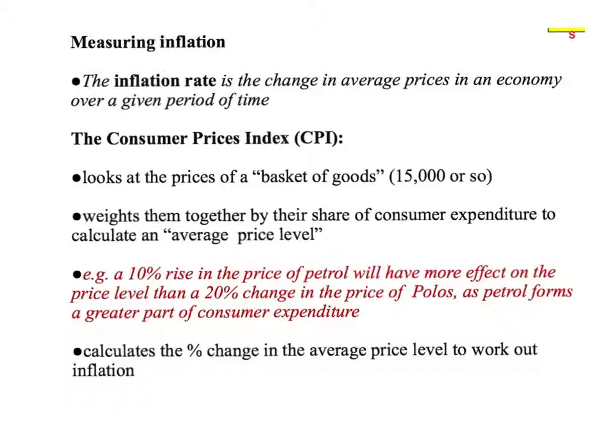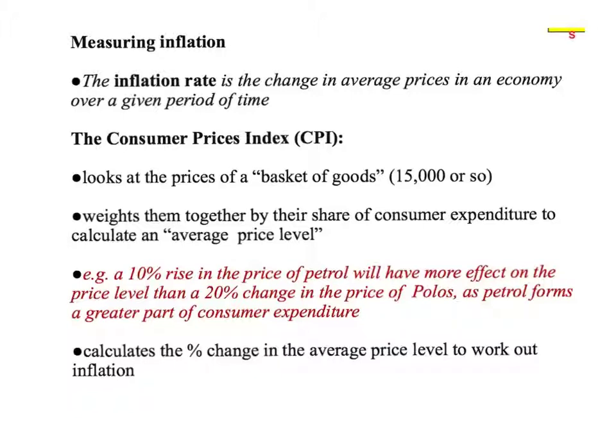This sentence here says it weights them together by their share of consumer expenditure to calculate an average price level. So each of the 15,000 things in the basket is going to feed in to the average price level. But obviously something which more money is spent on is going to have a bigger effect than something which not very much money is spent on. So we can see here a 10% rise in the price of petrol will have more effect on the price level than a 10% change in the price of polos, as petrol forms a greater part of consumer expenditure.